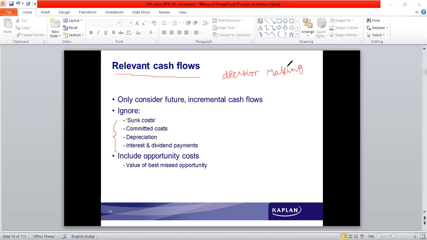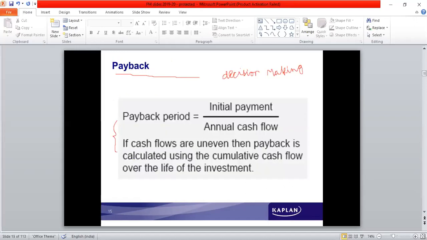What is relevant is only the opportunity cost, the value of the best missed opportunity. So what is considered for decision making is the variable cost and the opportunity cost, which are taken into consideration. Fine. Keep that knowledge for the time being, because as we go to the next topic about how we calculate cash flow after tax, at that time we will also discuss that.